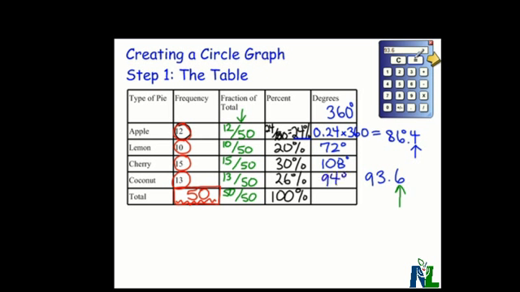And if you add up all 4 of our sectors, our 4 different types of pie, they equal 360 degrees. So what we do now is we use this piece of information, our table, and we use our degrees to draw the sectors for our circle graph.